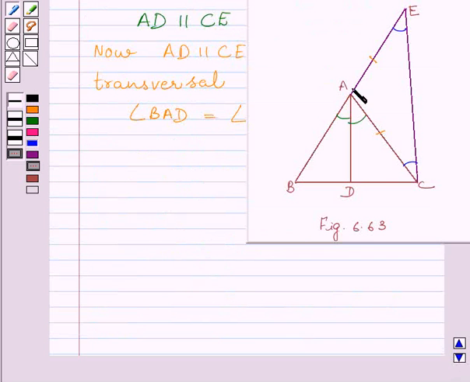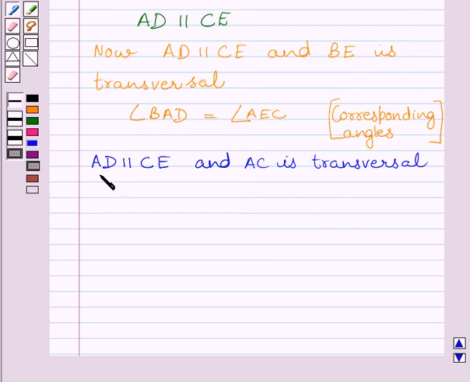Now again we know AD is parallel to CE and AC is transversal. So, angle CAD is equal to angle ACE as they are alternate interior angles. So, we can write AD is parallel to CE and AC is transversal. So, we get angle CAD is equal to angle ACE.